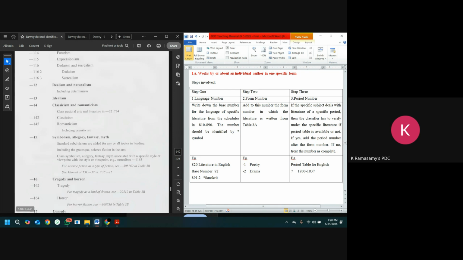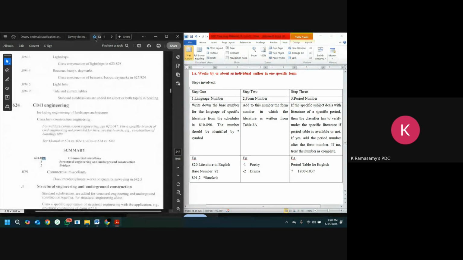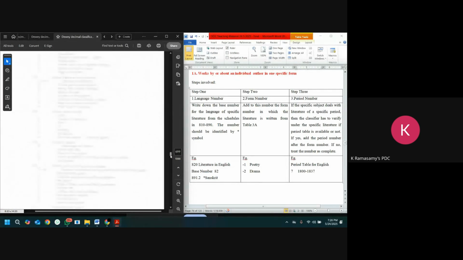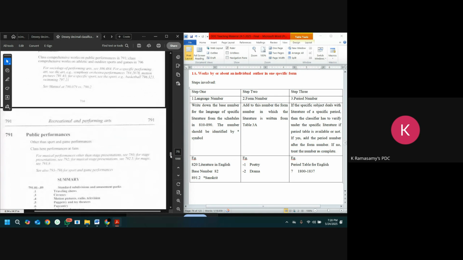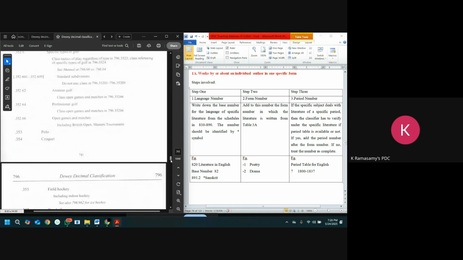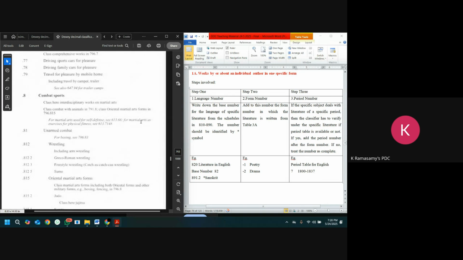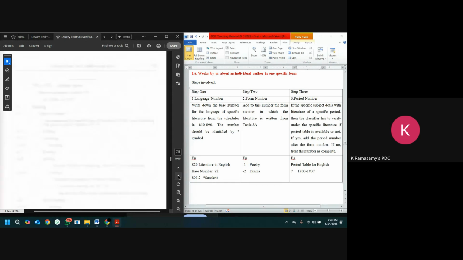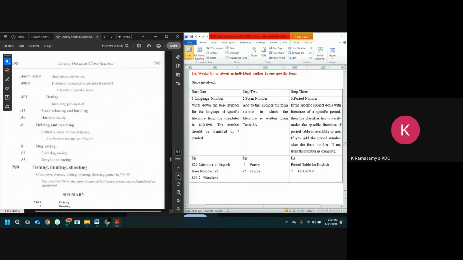Okay. For example, I'll go to volume 3. In volume 3, I go to the literature section. I'll show you what is the difference between base number and main number, because that is very important here. You should understand that first. It's very difficult to coin numbers in the minutes to come. I'll show you in 2 minutes.